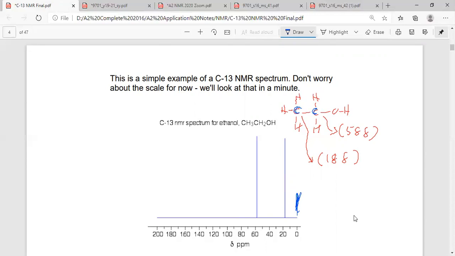So which one is further down? That means which one is more deshielded? Of course, next to the oxygen, which is more electronegative. So this carbon here is about 58. So this one belongs to the C-OH carbon. 58 here. So this is the more deshielded carbon. So further away will be this one here, 18. Easy, isn't it? Easy.